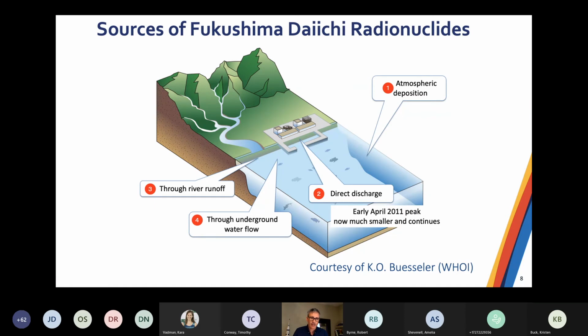I'll mention Ken again as we move on and talk about the results of the project. But the releases from the site peaked. There was a dramatic pulse into the coastal ocean and the atmosphere in the days and weeks following the disaster. But those releases continue today, but are much smaller in magnitude than they were in the early days of the disaster.